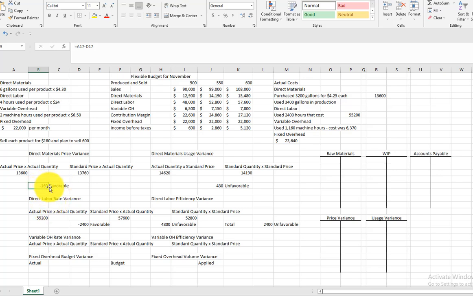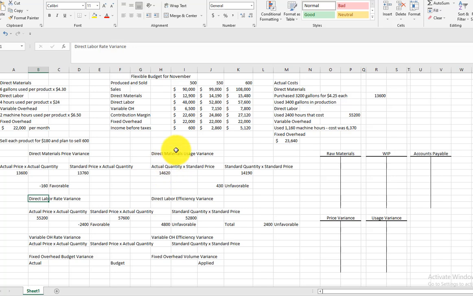I don't really care about the minus or plus. I care that you can tell me it's favorable or unfavorable. That's our direct materials price variance. The only reason that happened is because we paid less than what we planned.